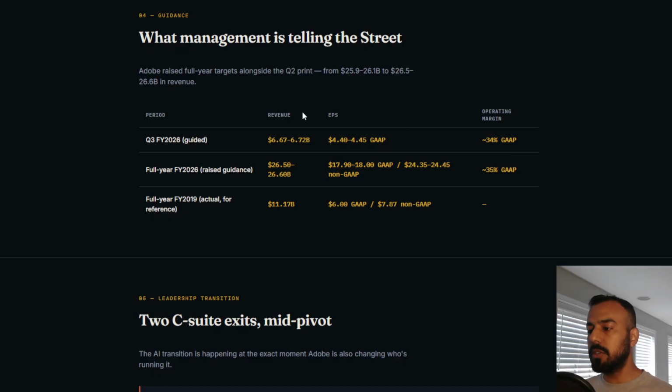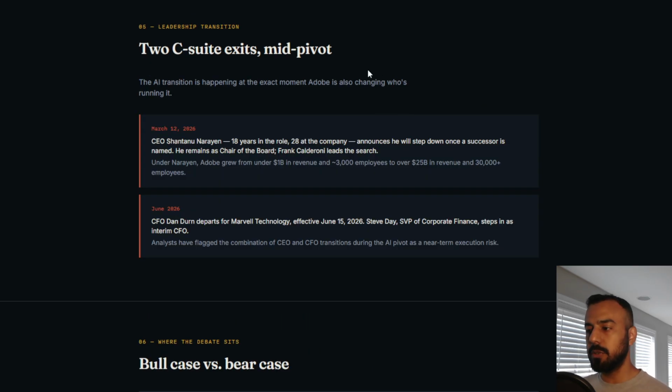And with all the fear in the market, the management is still guiding higher for 2026. Another red flag that the market is watching for is the two C-suites that are leaving: the CEO of 18 years, 28 years at the company, and the CFO. Now, this could be red flags or this could be a positive thing for the company because we could get some fresh new ideas. On the other hand, there's so much opportunity and money in the market right now. Who wouldn't want to change their jobs if they get double the raise or whatever package they're getting? So it could be just a pivot for money. It has nothing to do with Adobe. We just don't know right now.